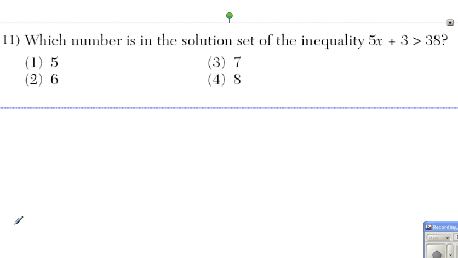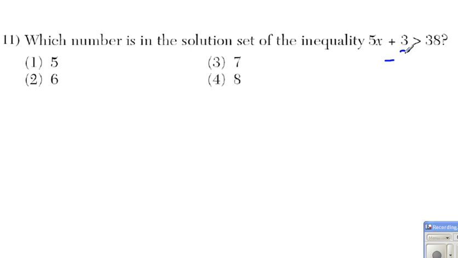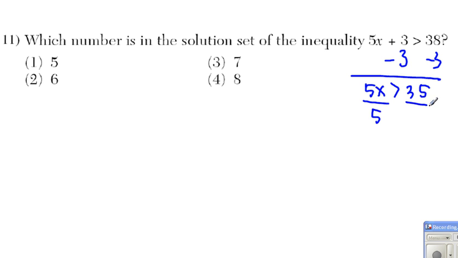Number 11. Now, all we have to do, just like an equation, is subtract 3 from both sides, and we'll be getting 5x has to be greater than 35. Of course, just like the other numbers, divide by 5, then x has to be greater than 7. Not equal to, but greater than 7. That means the only possible answer will be choice number 4.